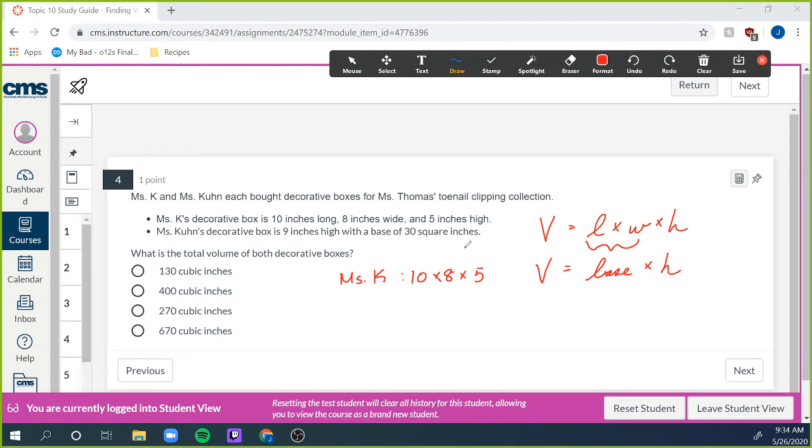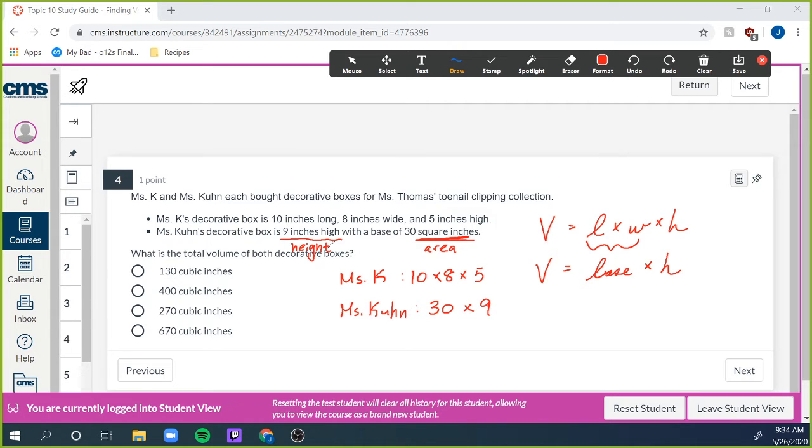But with Miss Kuhn's box, she has a box that's 9 inches high, which we know is the height because it's talking about how high it is, with a base of 30 square inches. So the base is already in, we already have the area of the base. So we know that we're going to use base times height here. So it's going to be 30 times 9.